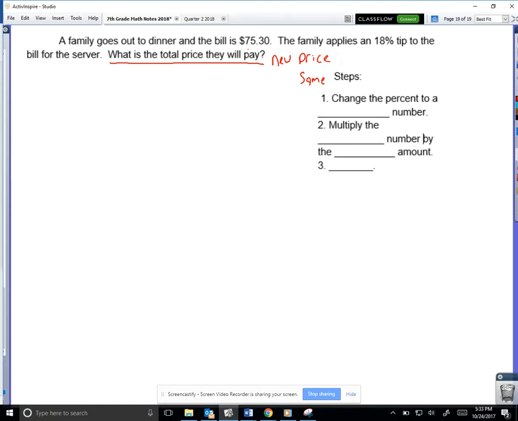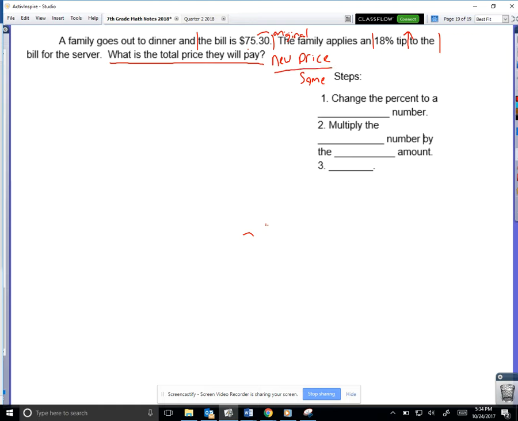Okay, so let's get our math facts identified here. The bill is $75.30. Okay, that's the original amount. All right, you're going to apply an 18% tip. A tip means you're given more money, so that's going to be an increase. Okay, so we're going to add the 18% tip onto the price, and we're going to try and find out what the new price is going to be.